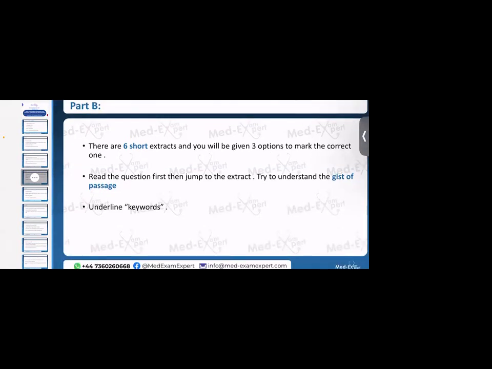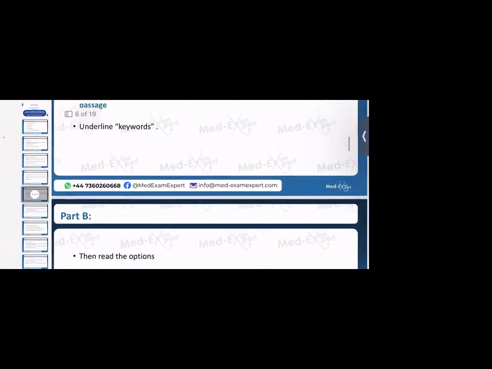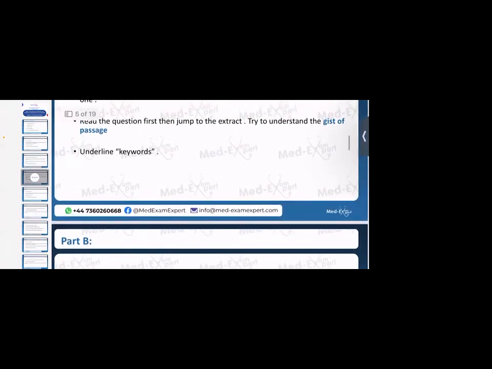Underline the keywords. This is another important thing for part B. Always underline the keywords, because it will help you in identifying the answer. When you underline the keywords, the answer is around, above and below that keyword. It is a trick. Please keep it in focus and remember my words. When you highlight the keywords, the answer is always around that word, in the same line, in the same statement, above that line or below that line. The keyword will help you in identifying the real answer.